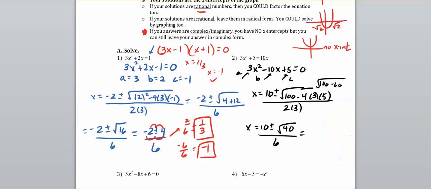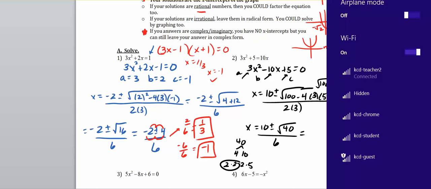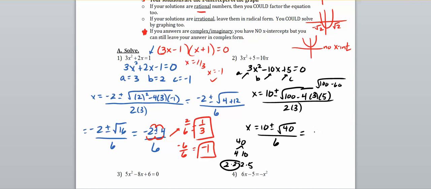So like on the side, I'm going to say, okay, what two numbers give me 40? Let's go 4 and 10. So it'd be 2 times 2 times 2 times 5. So I could pull out a 2, right? It'd be 2 root 10. So I'm going to simplify root 40 into 10 plus or minus 2 root 10 all over 6.